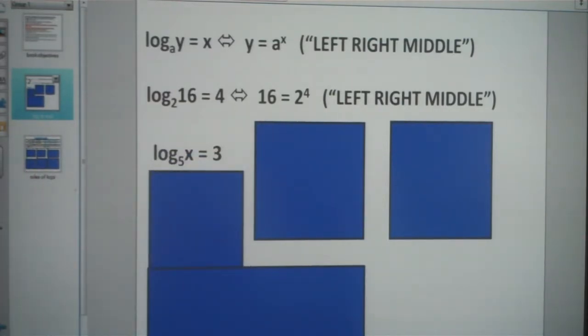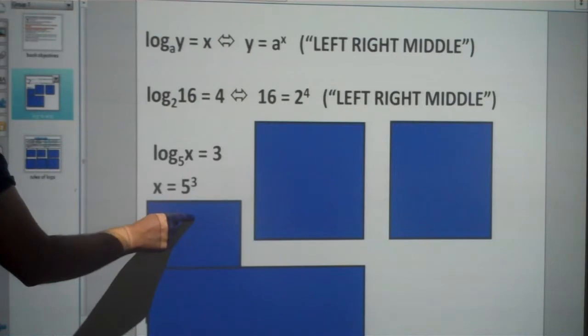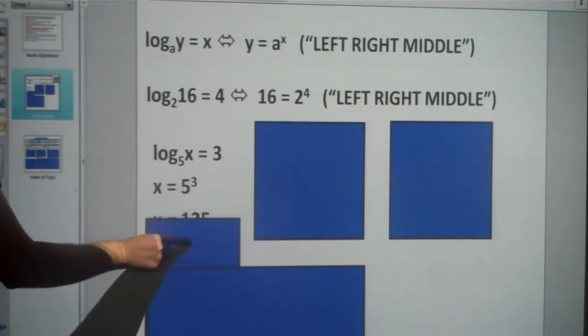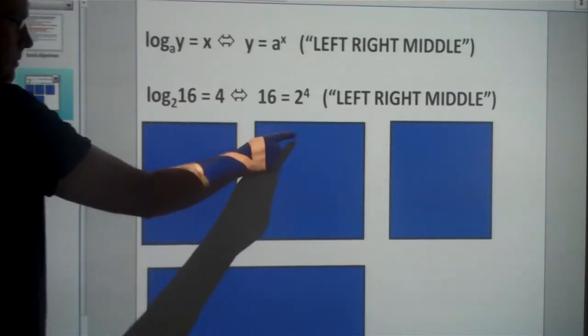So we might be asked to find a value of x. If I was working this out using the left, right, middle, I would say 5 cubed equals x. And then I can just work out what 5 cubed is. Well, it's 125, and then I've figured out what the answer is.